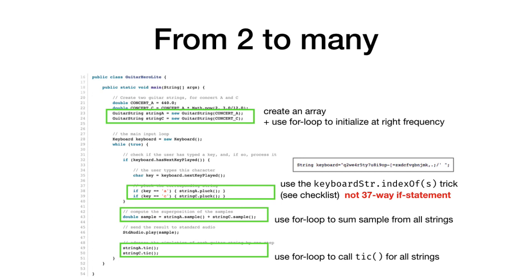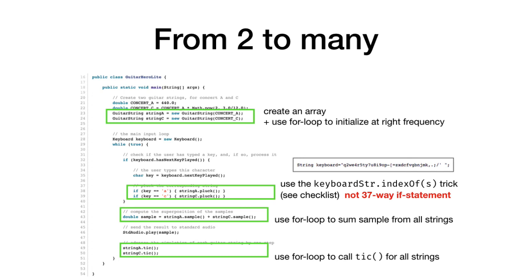Instead, define a keyboard string that is provided to you in the checklist, and use the indexOf method, which provides the position of a character within that string. That position is going to give you the index of your string in your array if you map your things correctly.